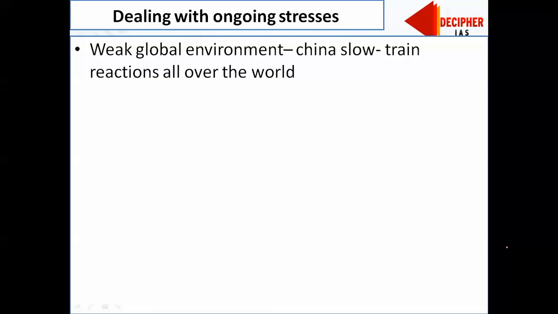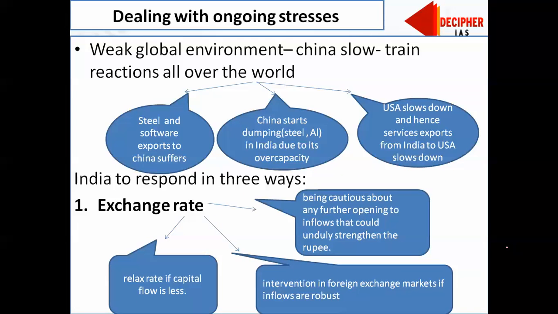Now dealing with the ongoing stresses. Now the global environment is obviously weak. China has slowed down, so it has led to chain reaction all over the world. We normally hear chain reaction, but the economic survey has mentioned chain reactions. So what will happen when China slows down? Steel and software exports to China suffer. Obviously, India will be exporting less to China as demand is less in China.